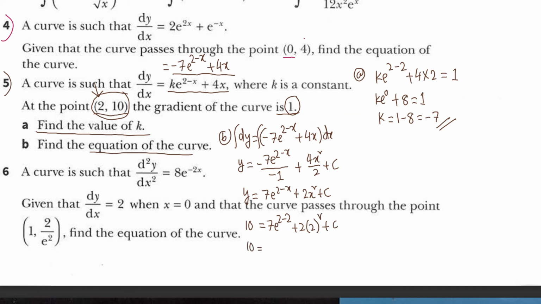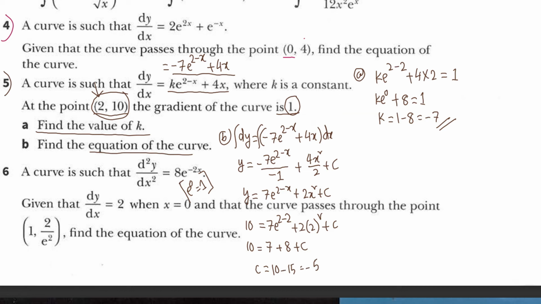10 equals, we can write here 7, because we know e to the power 0 is always 1. Anything to the power 0, from the indices, we know it is 1. So 4 times 2 is 8, plus c. That is our expression in this curve equation. So we can write c equals 10 minus 15, which is minus 5.